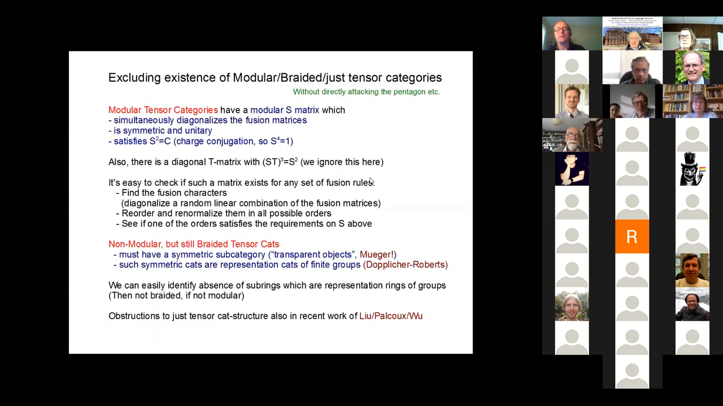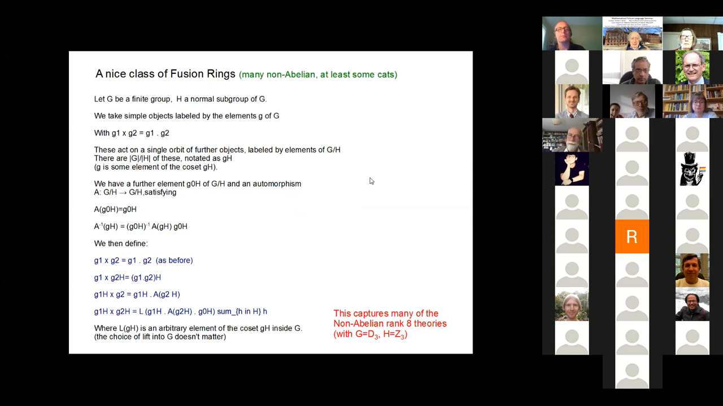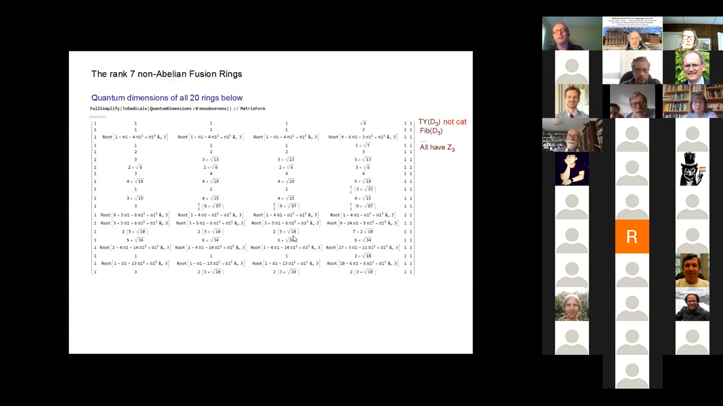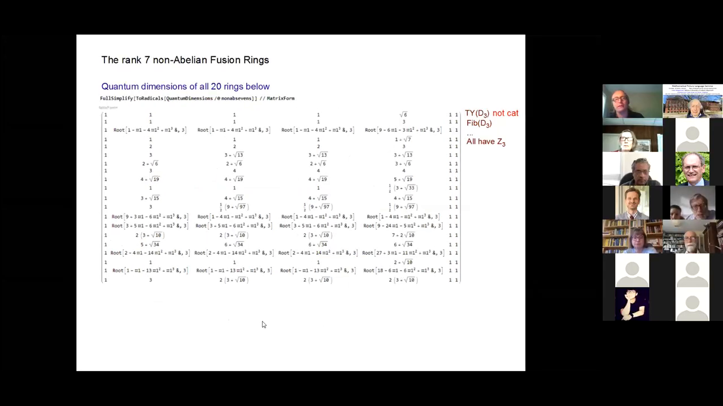I'll just go to the slide with all the quantum dimensions here. So these are the quantum dimensions for 20 non-Abelian fusion rings at rank 7. You see all the numbers that are indicated as root 1 plus variable 1 minus 4 times. You can think of this as a root of the equation 1 minus x minus 4x squared plus x to the third is equal to 0. And then the third root of that polynomial. So that's a root of a third order polynomial. So it's definitely not just square roots.